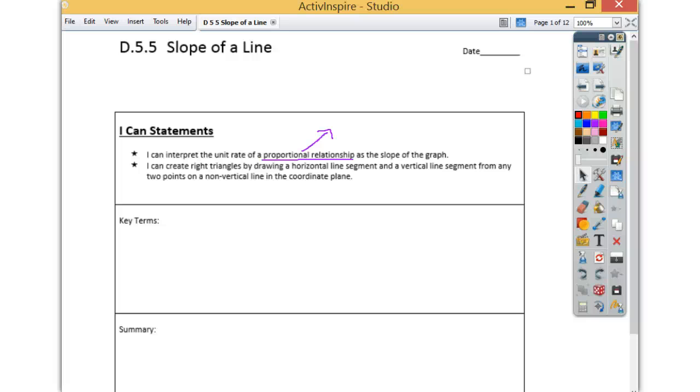5.5 slope of a line. And it's pretty easy because it's taking off right from yesterday, because we were finding the rate of change yesterday. The rate of change is also known as the slope of a line. All right?